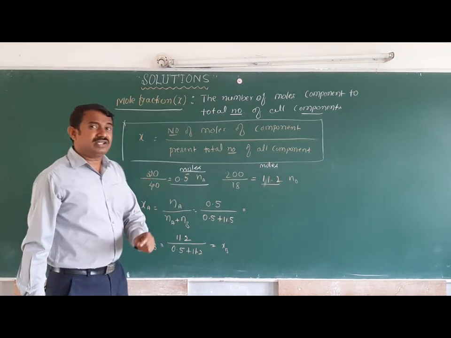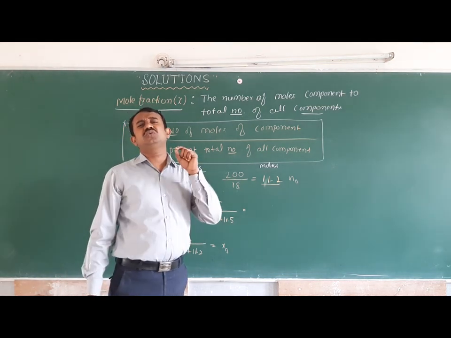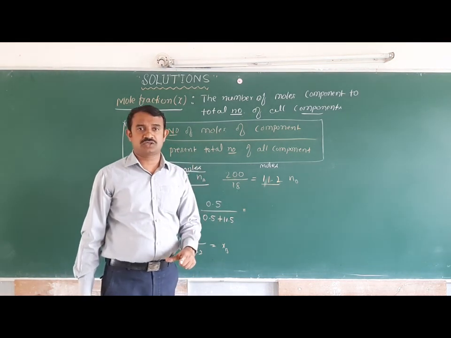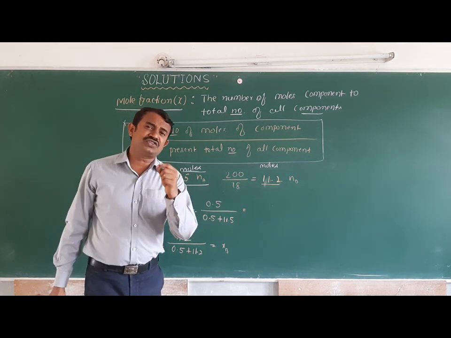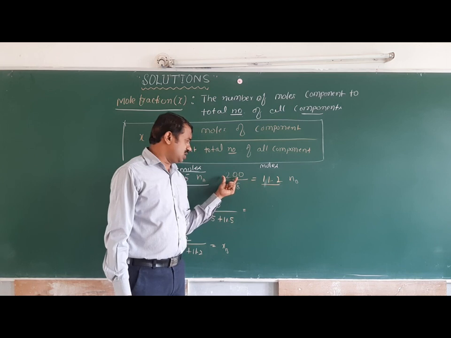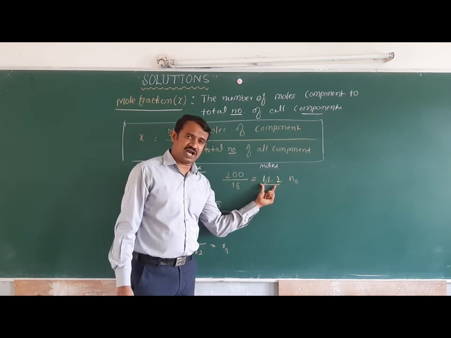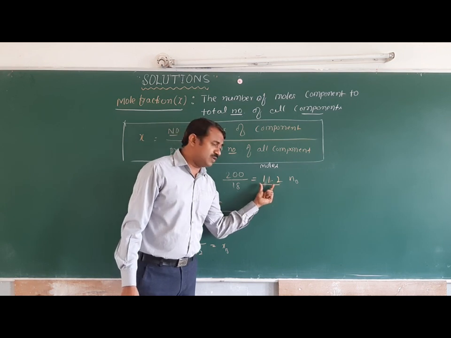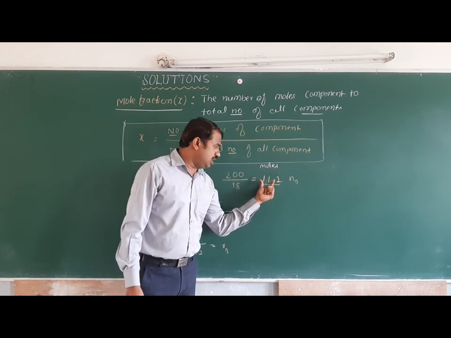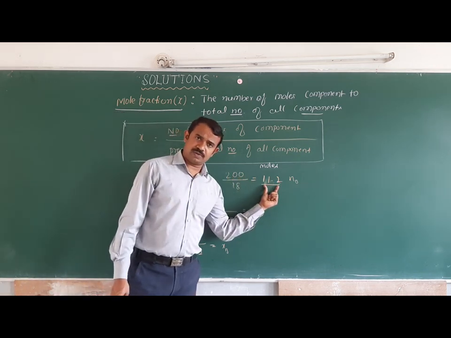If you want, we can calculate the mole fraction of both solute and solvent. If you want the mole fraction of the solvent, this is water, so the number of moles is 200 divided by 18. For mole fraction B, you have to calculate moles B divided by moles A plus moles B.